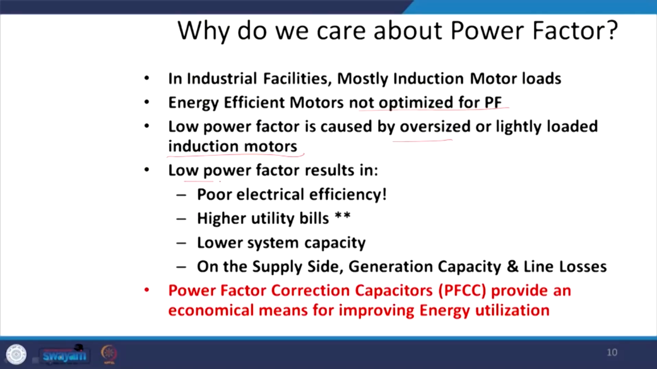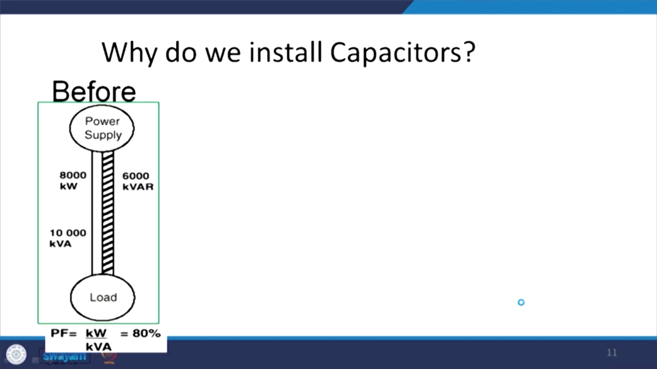Low power factor has so many problems. It results in poor electrical efficiency, higher utility bills, lower system capacity on the supply side, reduced generation capacity and line losses. Apart from that, power factor correction capacitors provide an economical means of improving energy efficiency. That is one of the greatest merits of this entity.